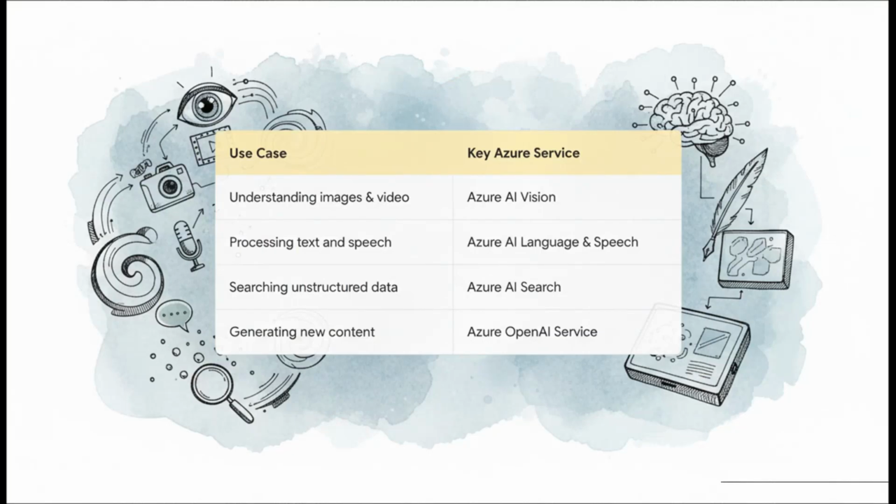Now, lean in for this one, because this is a huge tip for the exam. A massive part of the test is just mapping a problem to the right Azure service. So if you see a question about analyzing security camera footage, your brain should immediately scream Azure AI Vision. If the question is about writing new product descriptions, you should be thinking Azure OpenAI Service. Getting this mapping down is absolutely key.